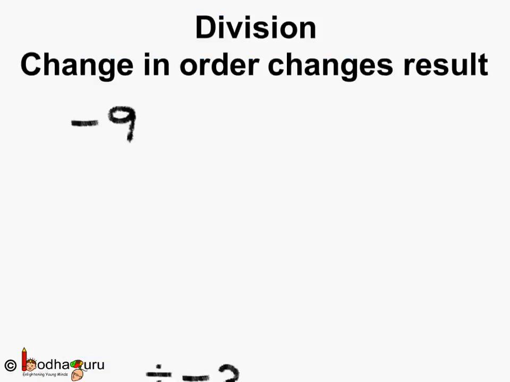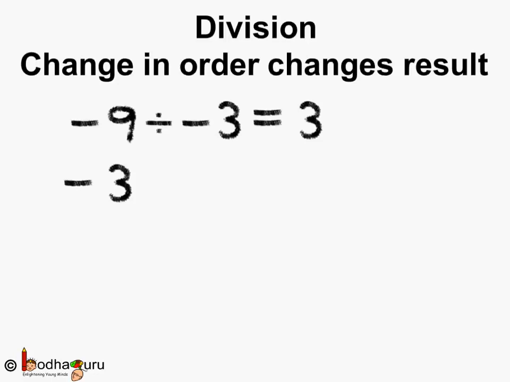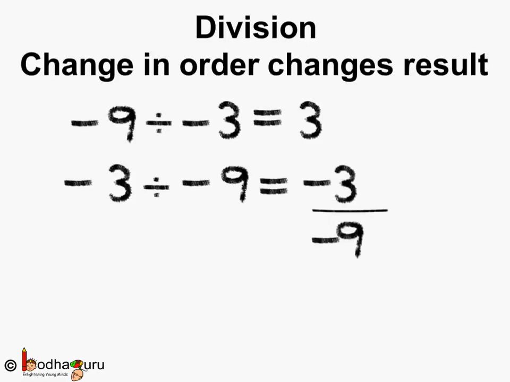Minus 9 divided by minus 3. These two are integers and the answer we get is 3, because minus minus cancel each other and 9 divided by 3 is 3. Now let's reverse it, that is, change the order. So it becomes minus 3 divided by minus 9, and here minus minus cancel each other and 3 ones are 3, 3 threes are 9. The answer becomes equal to 1 by 3.